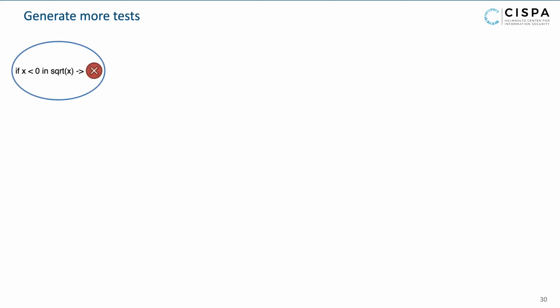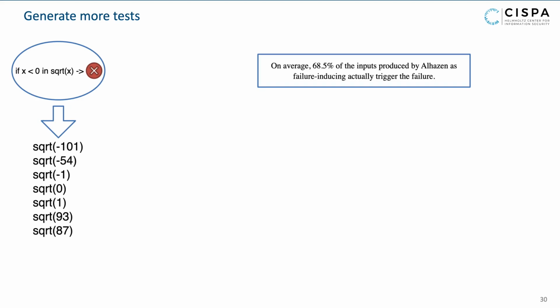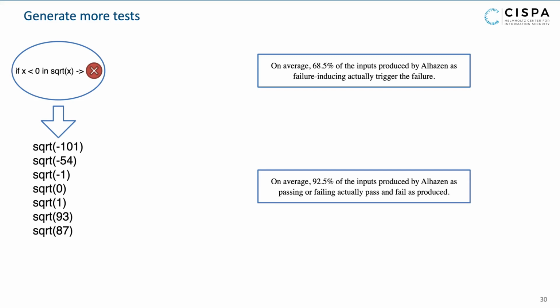The second use case for Alhazen is to generate more tests. Those tests may help to detect regression bugs. Also, almost all automated bug fixing techniques require an extensive set of tests. On average, 68.5% of all inputs produced by Alhazen as failure-inducing actually trigger the failure. This number even improves if we generate passing and failing inputs. On average, 92.5% of the inputs produced by Alhazen as passing or failing pass or fail respectively.